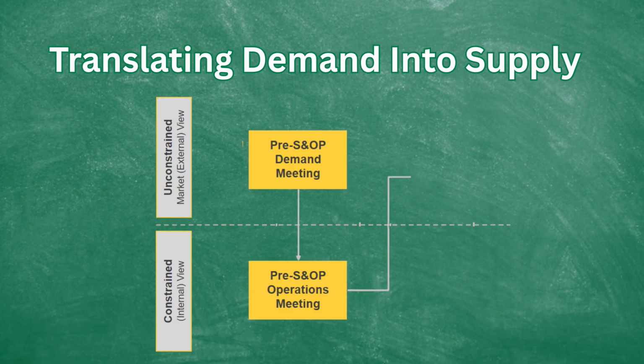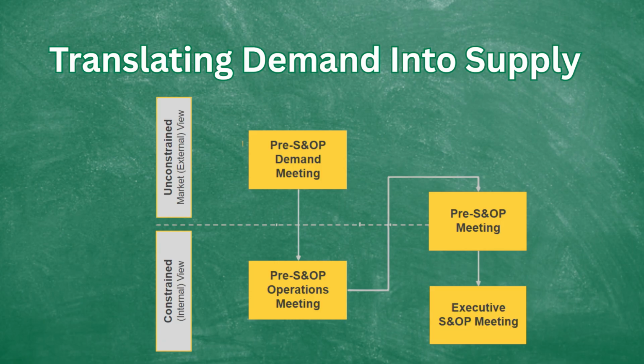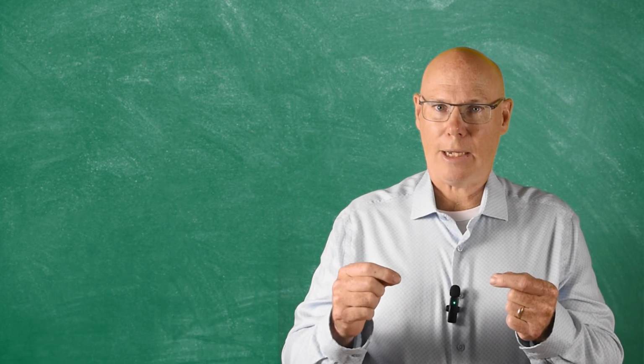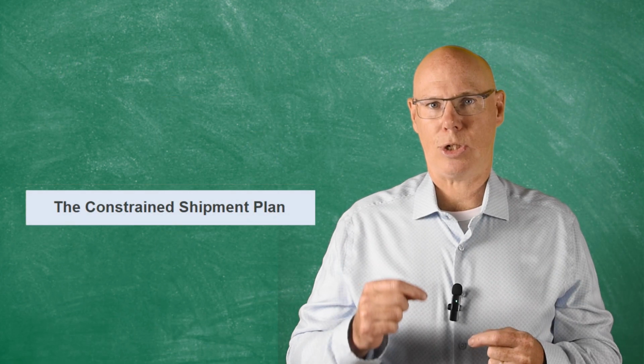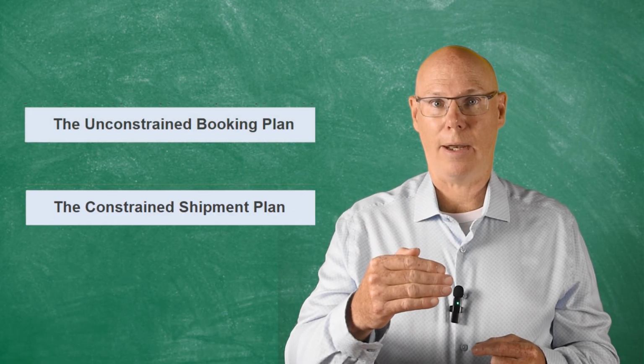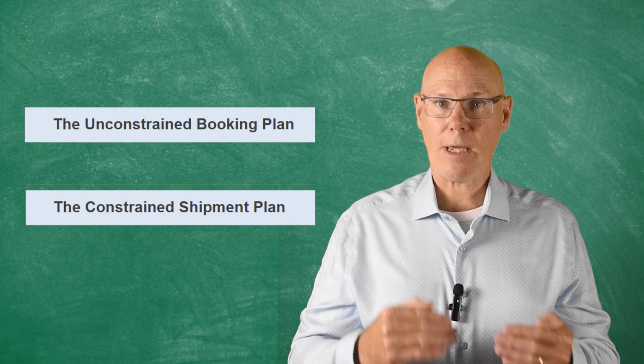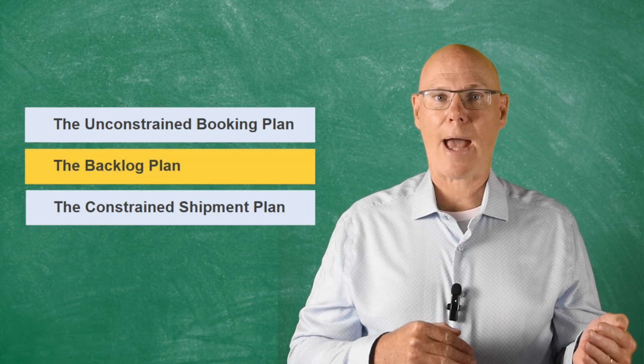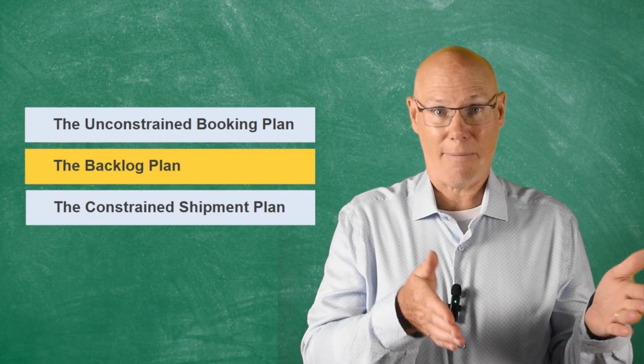Operations then needs to figure out what can be supplied, either from production or from inventory. This becomes our constrained shipment plan. They are looking at the spigot and determining how far open it can be. Constraining should only happen to the shipment plan. Bookings should be left at the unconstrained plan. The difference between the two will end up in your backlog, or in my analogy, it will end up filling up the bucket.